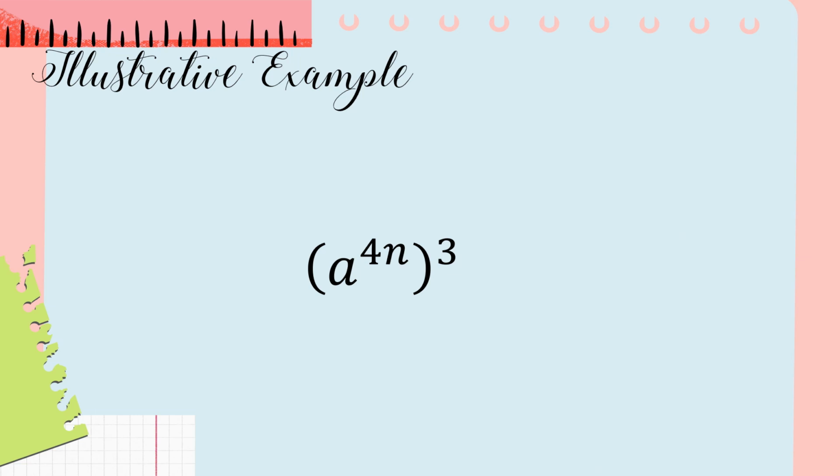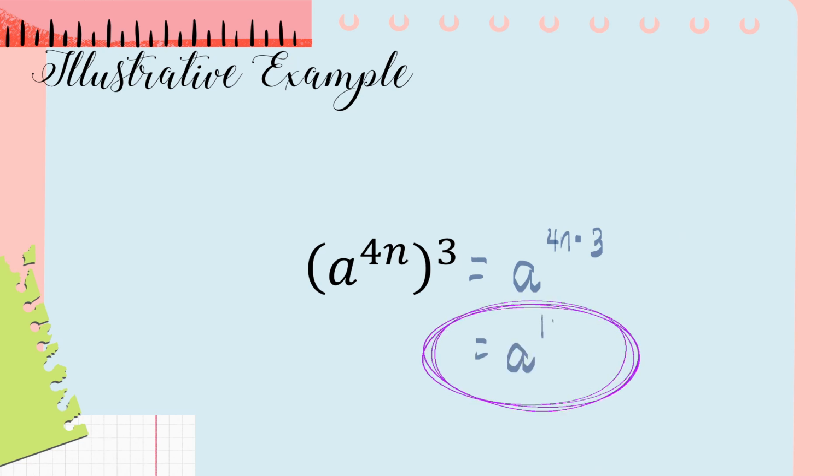How about a raised to 4n raised to 3? Again, exponent inside multiplied by the exponent outside. So we get a, that's the base. We have the exponents 4n and 3. So a raised to 4n times 3 is 12n.